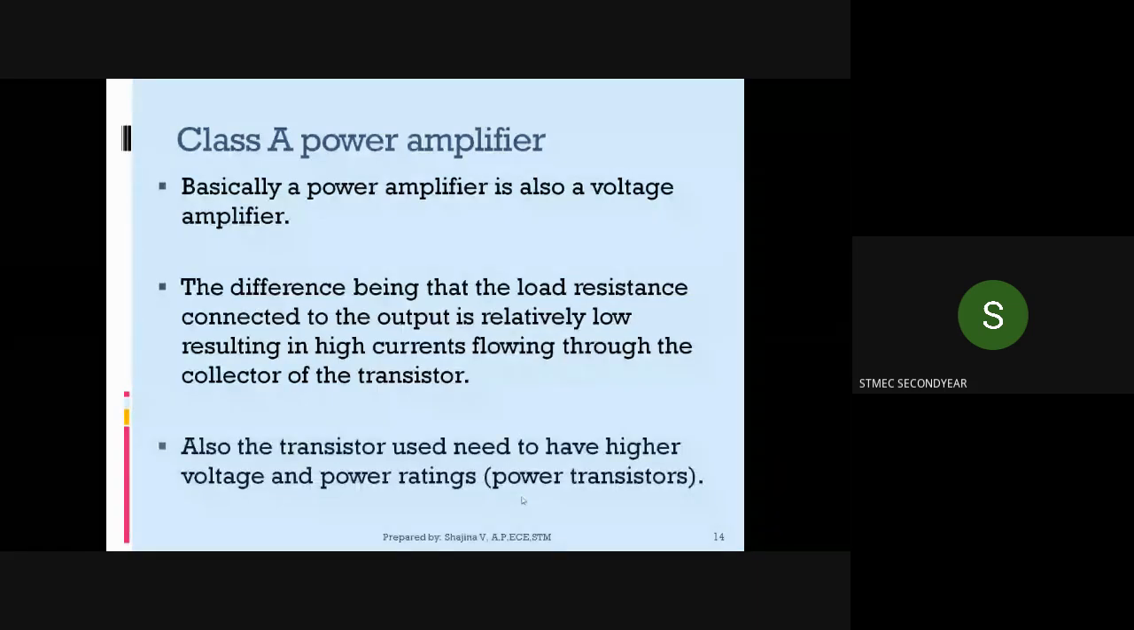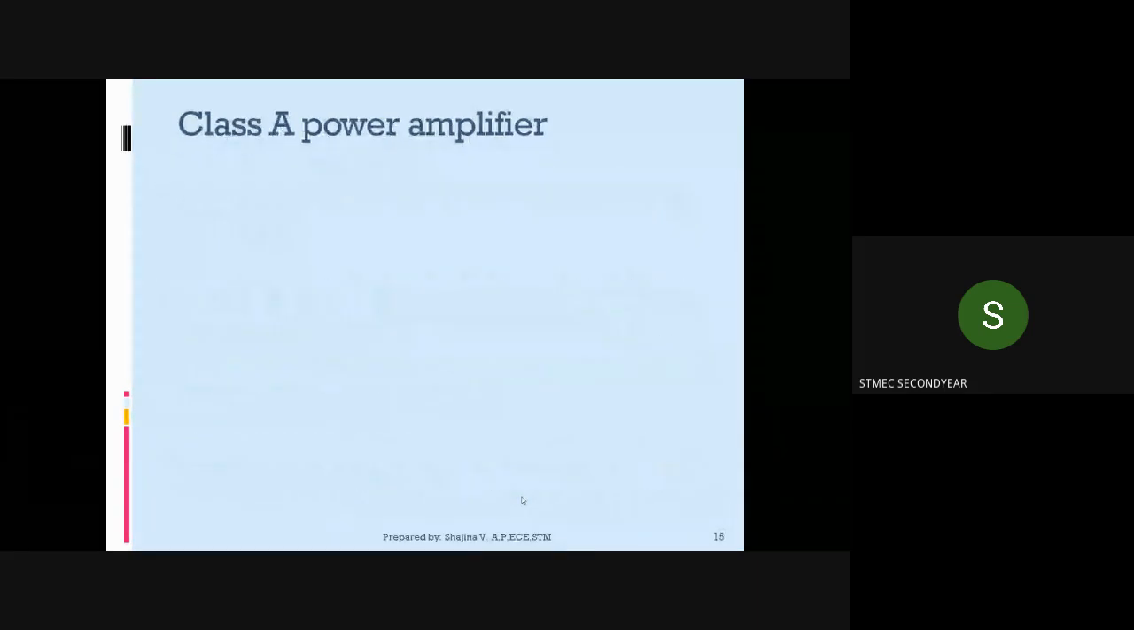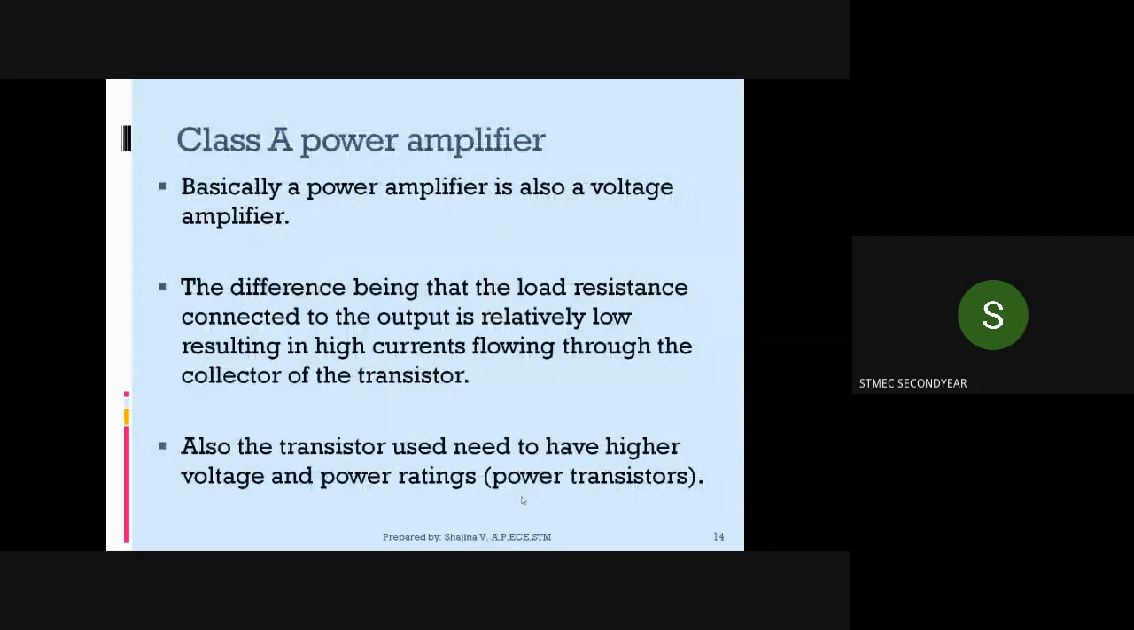Okay, so we have discussed the class A power amplifier. We can say it's also a voltage amplifier. The only difference is that the load resistance connected will be very low in the case of our amplifier. Then also we are using a power transistor instead of a normal transistor.